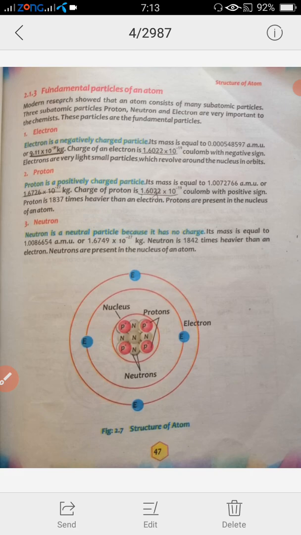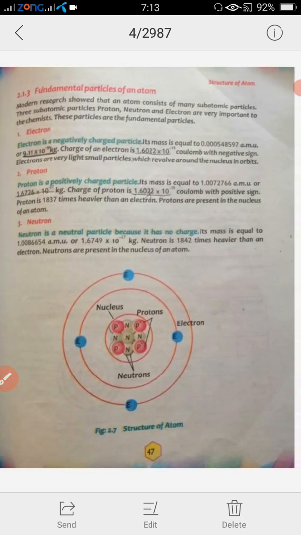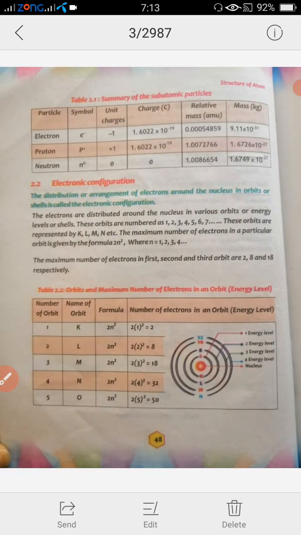The electrons' negative charges cancel the positive charges of the protons. As a whole, atom will be neutral. Therefore, we say that an atom is a neutral particle. Here table 2.1 explains the subatomic particles, and it gives the summary of this whole topic.